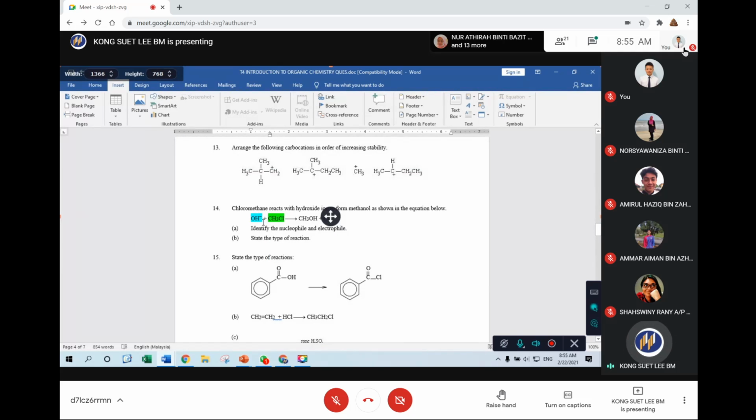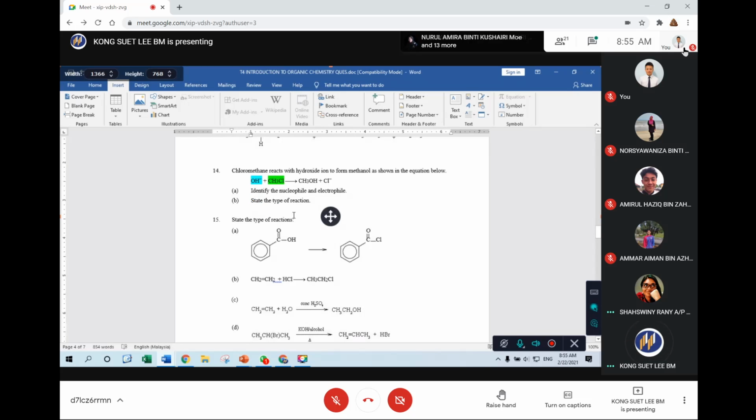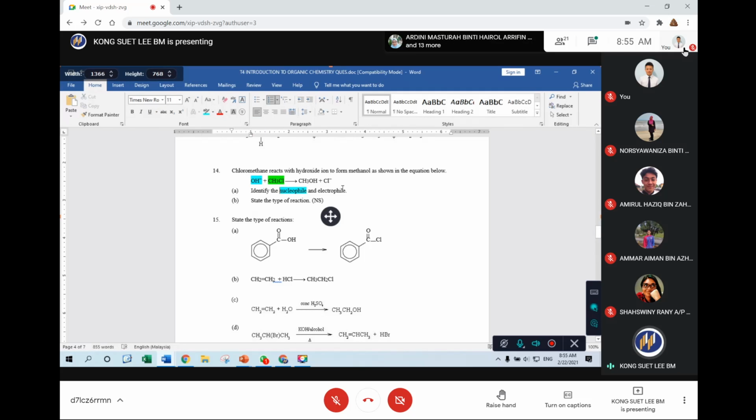Okay. OH negative, nucleophile, electrophile? Nucleophile. Yes, nucleophile, and then Cl is replaced with the nucleophile. So what type of reaction? Nucleophilic. Yes, nucleophilic what? Addition or substitution? Have to be specific. Substitution. Yes, nucleophilic substitution. So again, identify the nucleophile and electrophile. Have to look at the electron. Look at the reactant. So the nucleophile is hydroxide, and then the electrophile is the CH3Cl.